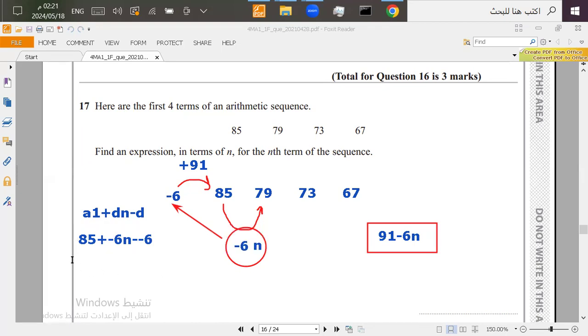Now, here we have 85. Plus minus means minus, and then 6n, and then minus minus is plus 6. Now, 85 plus 6 is going to be, very good, 91. So 91 minus 6n, and this is the nth term of the sequence. So both of the methods gave me the same answer. This means that I can use any method I want as long as I understand the idea of the method. Now, let's move on to the next question.